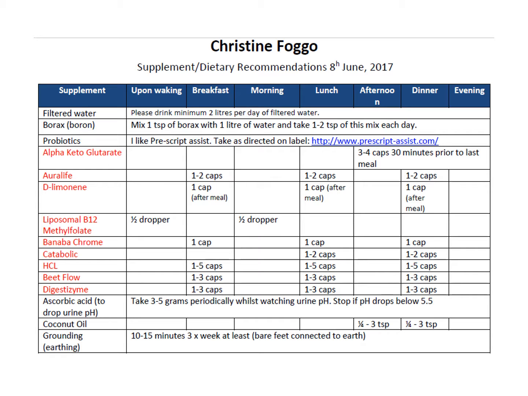So where do we start with enabling? Let's look at the top: filtered water. If we don't have filtered water, how are we going to have flow? If we don't have flow, how are we going to get nutrition into the cells, nutrition out of the cells, toxins out of the cells and whatnot? So filtered water right at the top. If you're not doing that, there's no point going any further down the list.